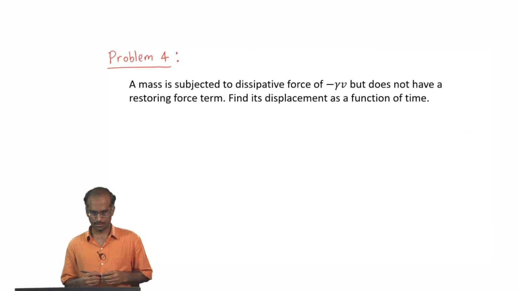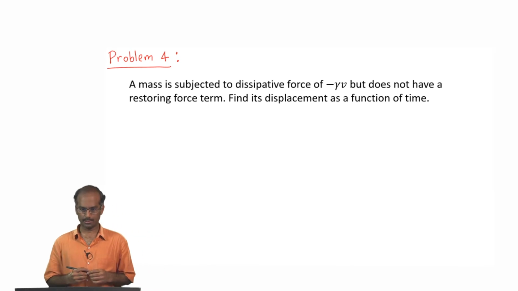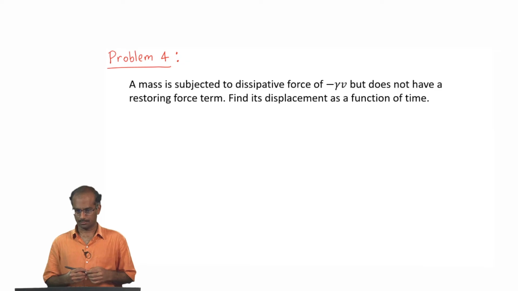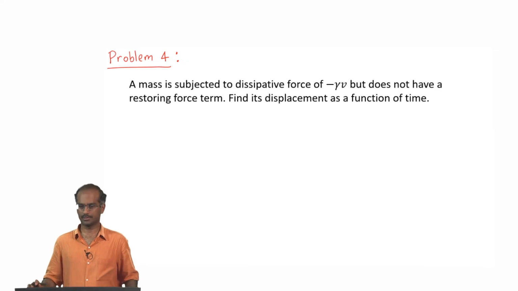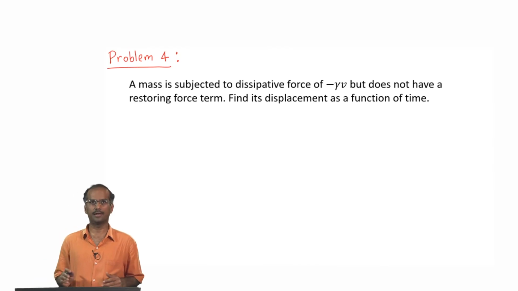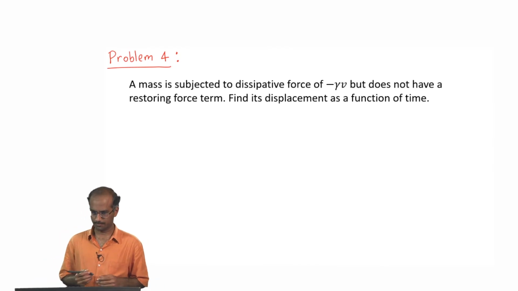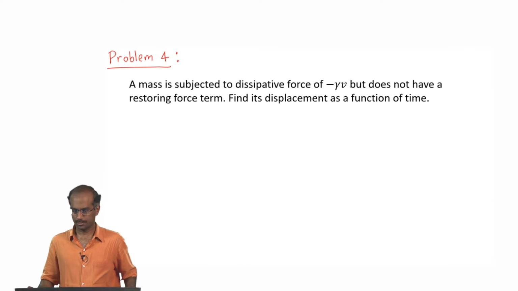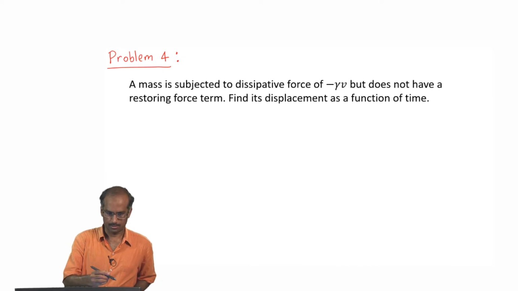Let us start with the next problem. In this case, a mass is subjected to a dissipative force equal to minus gamma times v, where v is the velocity, but it does not have a restoring force term. In other words, it does not have an S x term. So, we need to solve this equation and find the displacement as a function of time. So, let us do this.